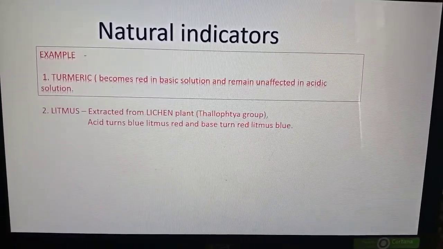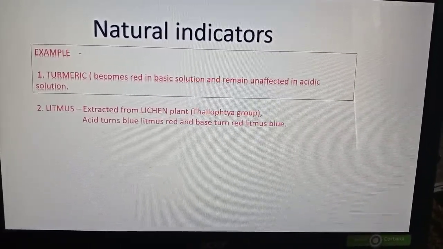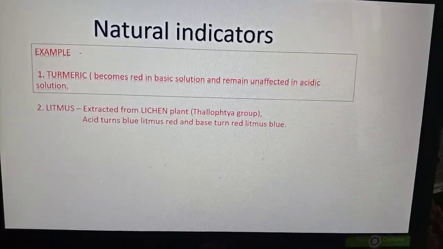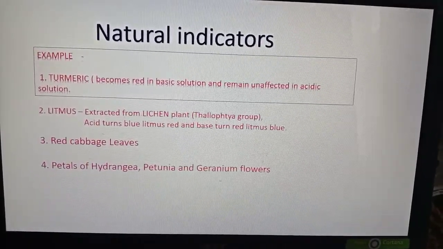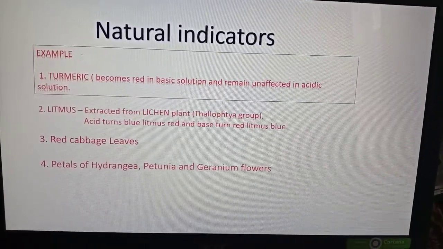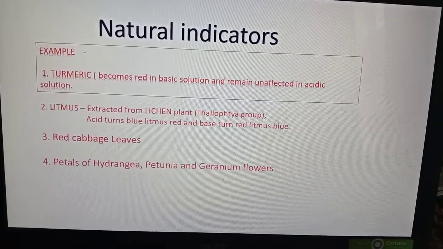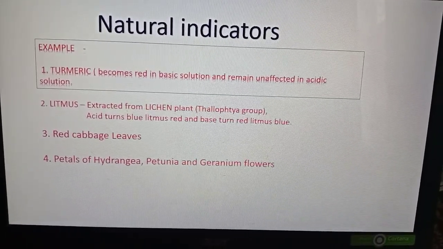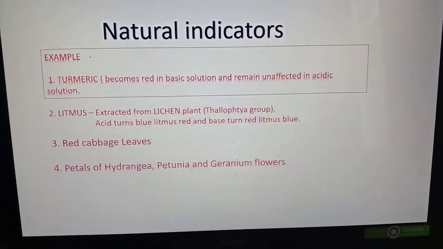Second example, litmus. Litmus is extracted from lichen plant, belongs to Thallophyta group. Acid turns blue litmus red and base turns red litmus blue. Third natural indicator is red cabbage leaf. Petunia petals, geranium petals and hydrangea petals are also natural indicators.